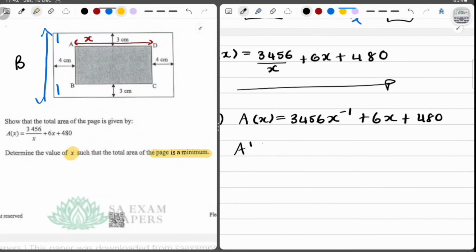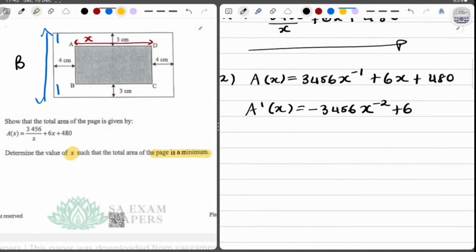So we're going to say A prime of x is equal to this multiplied by negative 1, which is just negative 3,456. x raised to the power of negative 1 minus 1 is negative 2. Then we have positive 6, and of course the x, 1 minus 1 is 0. Anything raised to the power of 0 is 1, and so it multiplies to the 6 and stays 6. So this is what we have. It's the gradient of this function. We're going to set the gradient equal to 0.